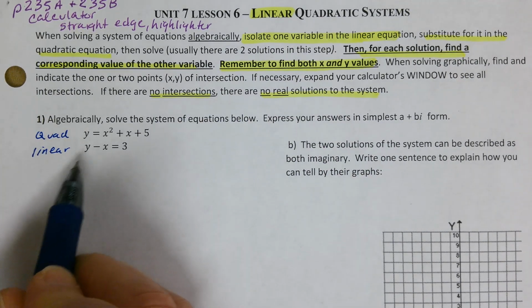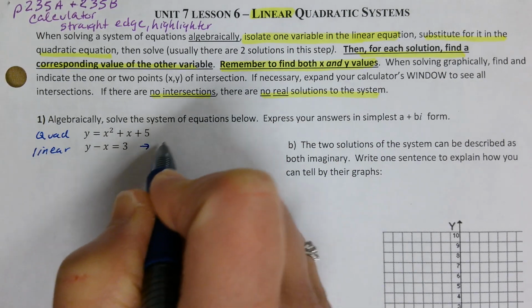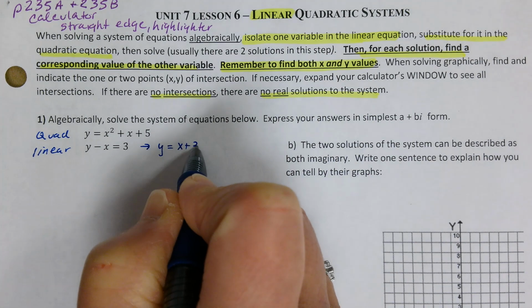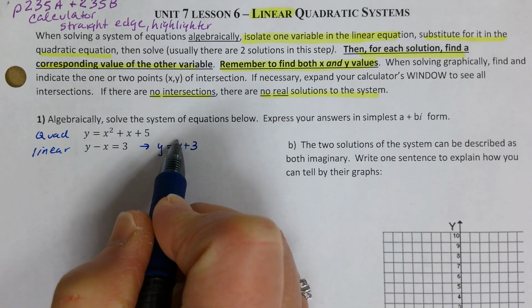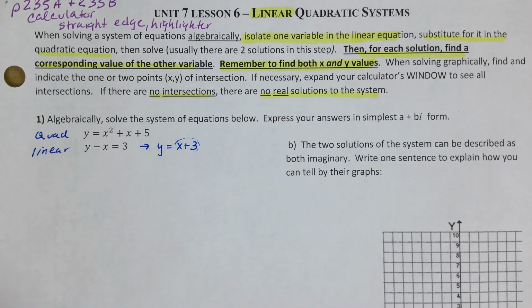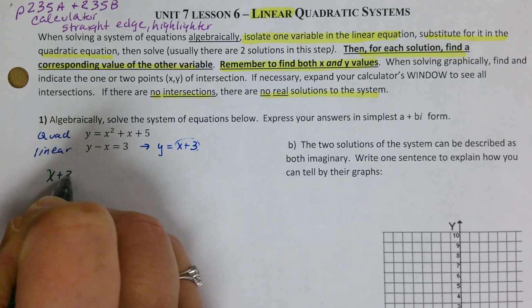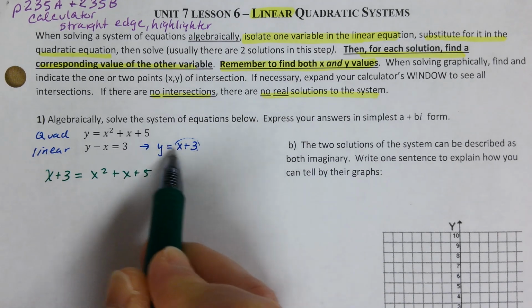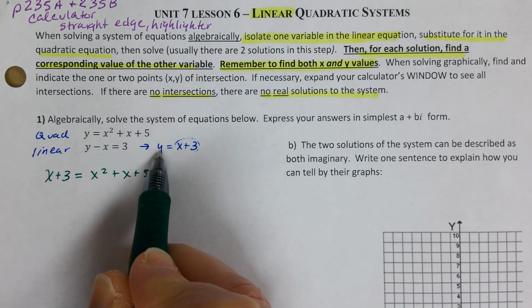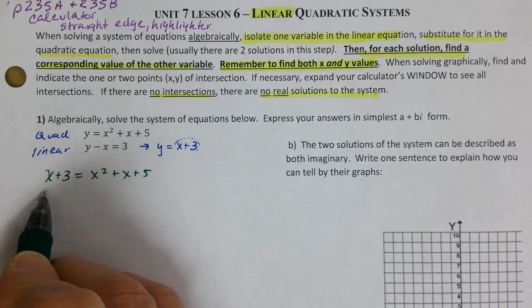Okay, so it'd probably be easiest to get y by itself here. So adding x, we have y equals x plus 3. And now we'll take this x plus 3 and put it in for y in our quadratic. So we have x plus 3 equals x squared plus x plus 5. So we're simply substituting the x plus 3, which is equal to y, in place of the y in our quadratic equation.